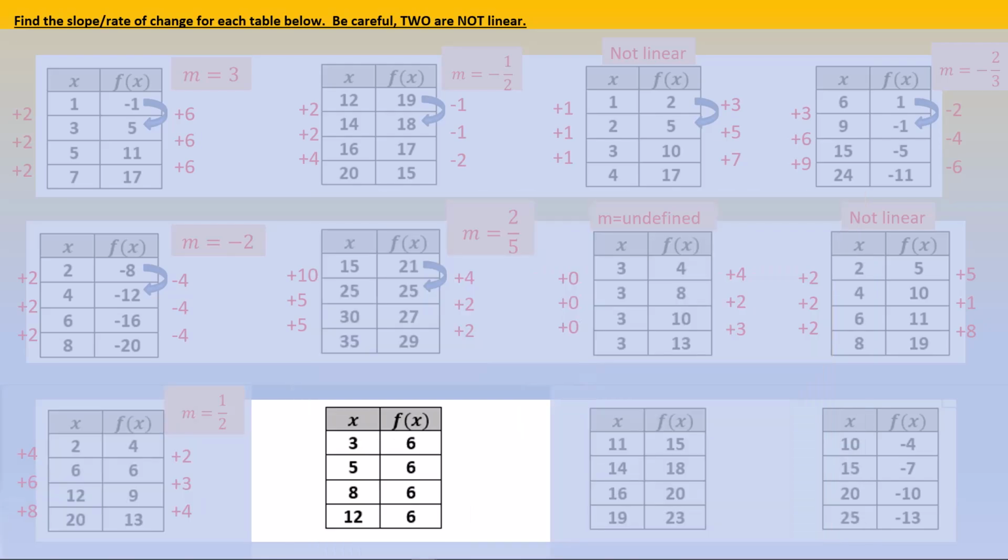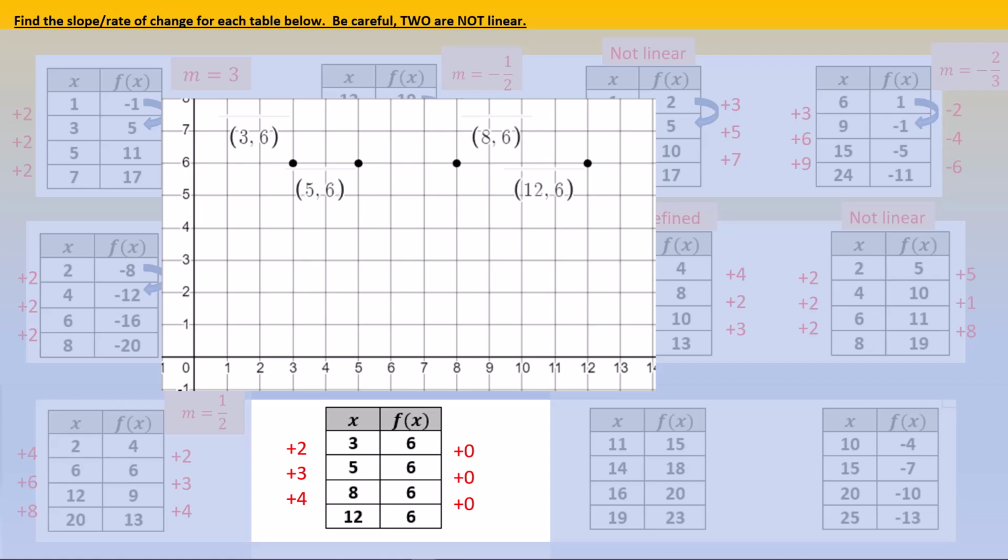How about this one? The changes in x are +2, +3, and +4. The changes in y are +0 each time. You look at the points, and they're straight across. This is a zero slope line because it is totally horizontal.